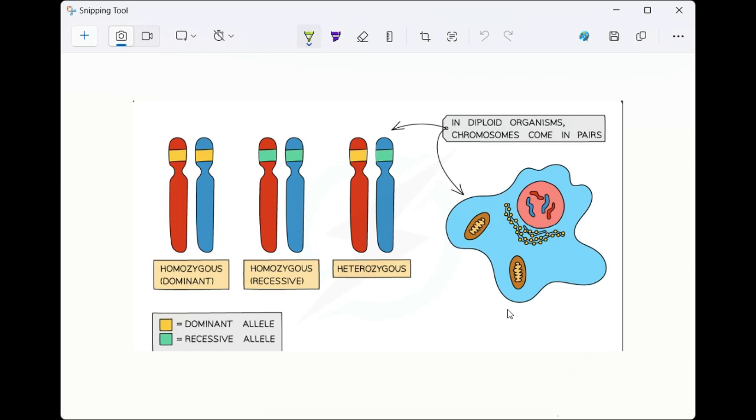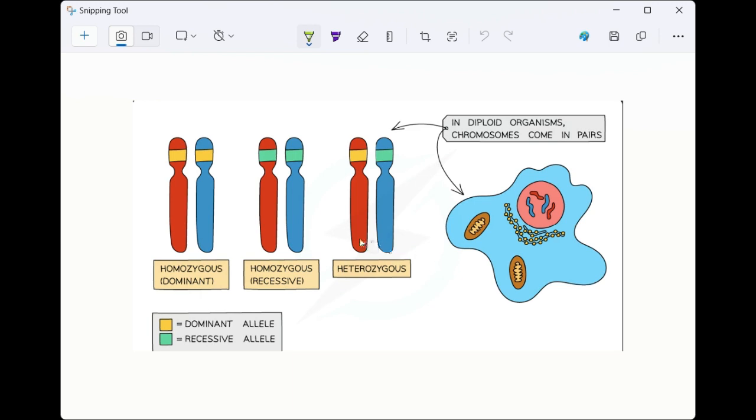Different versions of a gene are known as alleles. For example, you can have a blonde hair allele and a brown hair allele. There are dominant alleles and recessive ones. So a dominant one means you only need to inherit one of them from your parents to have that characteristic. Whereas a recessive one, you need to have two to inherit the characteristic.